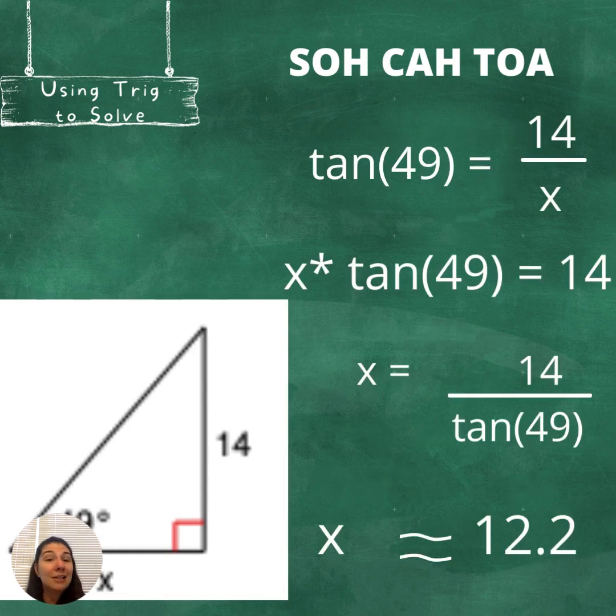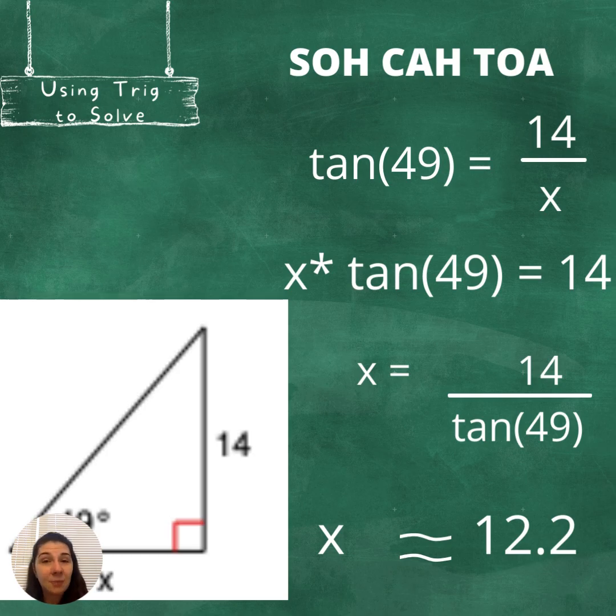So here we go. Tangent with this problem. Trig function, angle measure. So tangent, the angle measure is 49, equals the ratio, the fraction. Tangent is opposite over adjacent. The opposite side to the 49 is the 14. The adjacent side to the 49 is the x. So tangent of 49 degrees equals 14 over x.